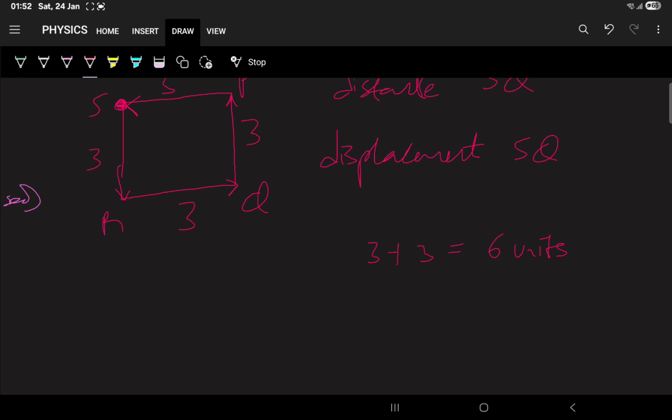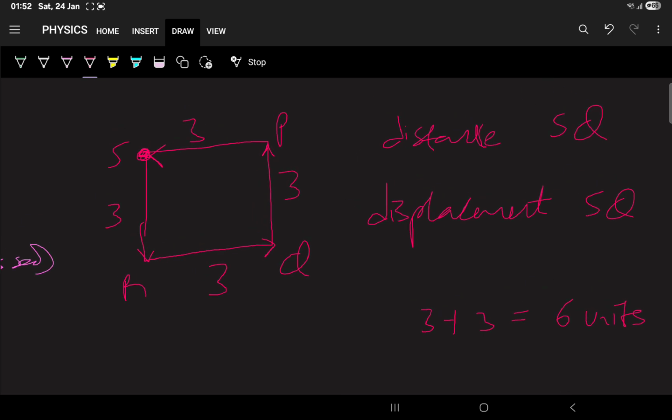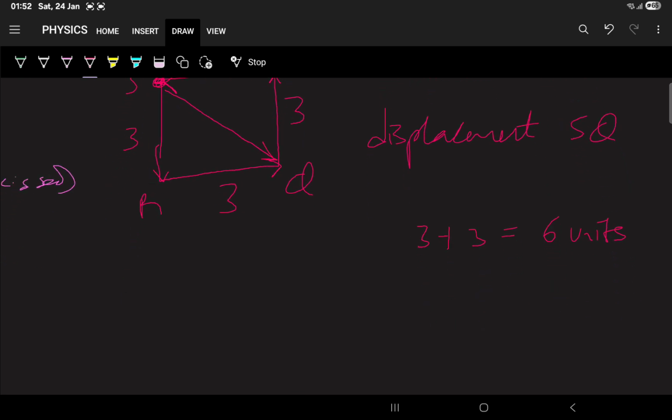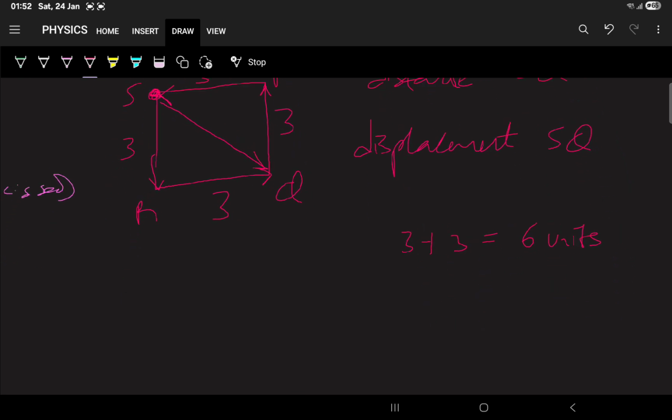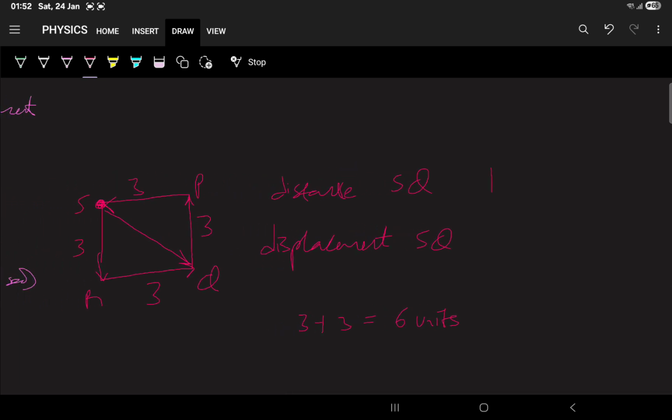Now what if we are asked to find the displacement? Remember, displacement is in a given direction. It's a vector quantity. Now the displacement from S to Q will be directly S to Q. It will just be a straight line. Now here's a note: distance is always positive. However, displacement can be positive or negative.